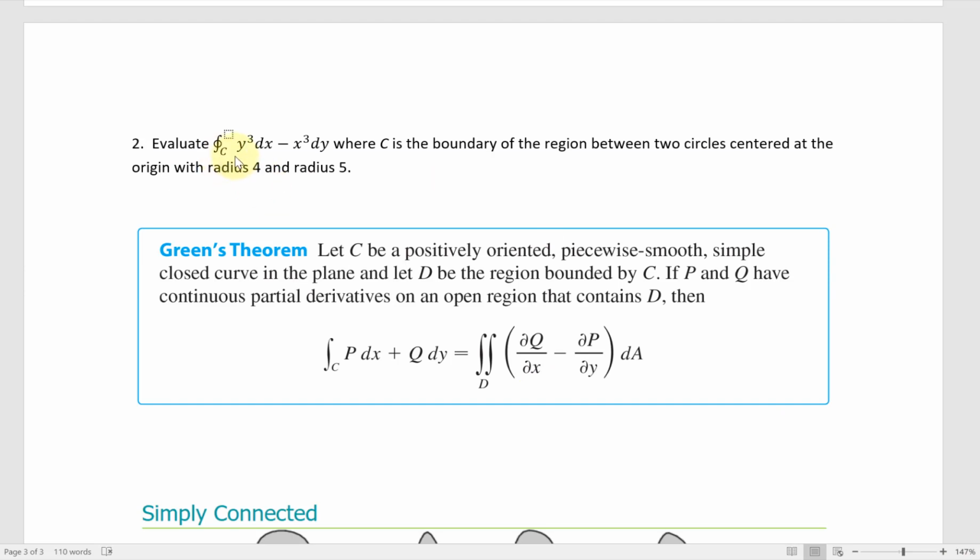Number 2 says, evaluate the line integral y cubed dx minus x cubed dy, where C is the boundary of the region between two circles centered at the origin with radius 4 and radius 5. Green's theorem requires a positively oriented, piecewise smooth, simple closed curve in the plane, and D to be some region that is bounded by C. And P and Q have continuous partial derivatives on an open region that contains D. Then we can apply this equality.